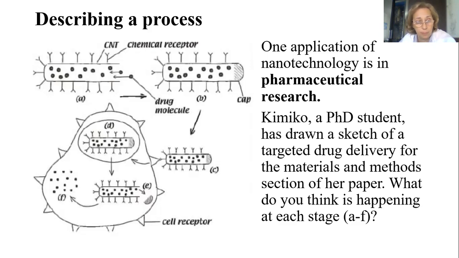C shows how the chemical receptors connect to the cell receptor, and on the picture D, we see how, with the help of this receptor, this capsule gets into the cell. And after, on the picture E, we see how the capsule is getting rid of its cap. And in F, we see the drug molecules that were освобождены или выпущены. They go inside a cell, right?